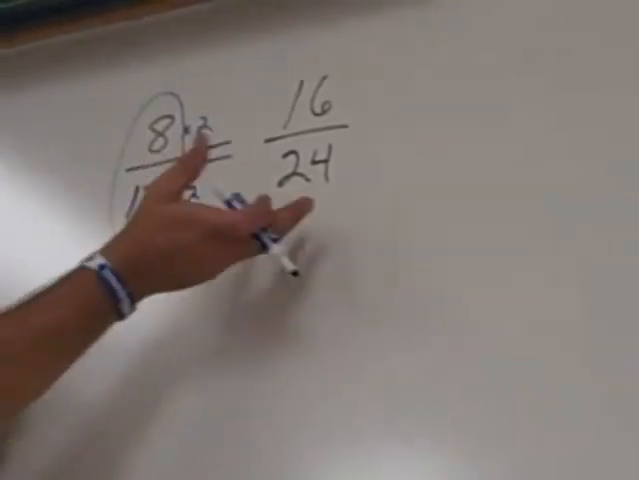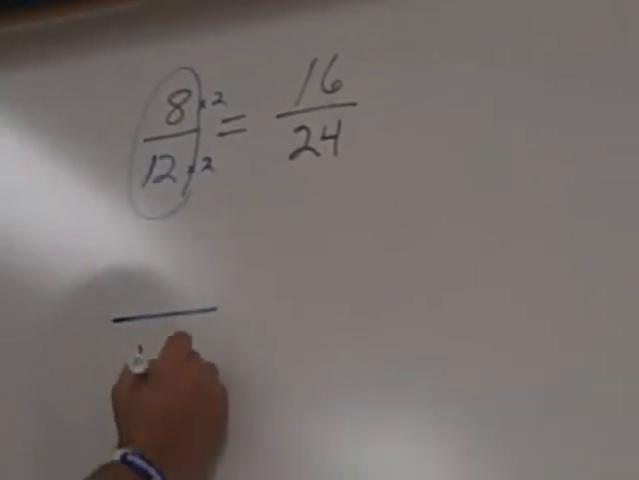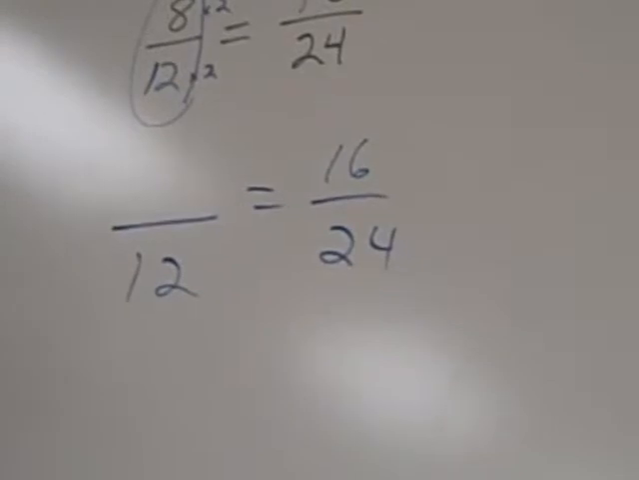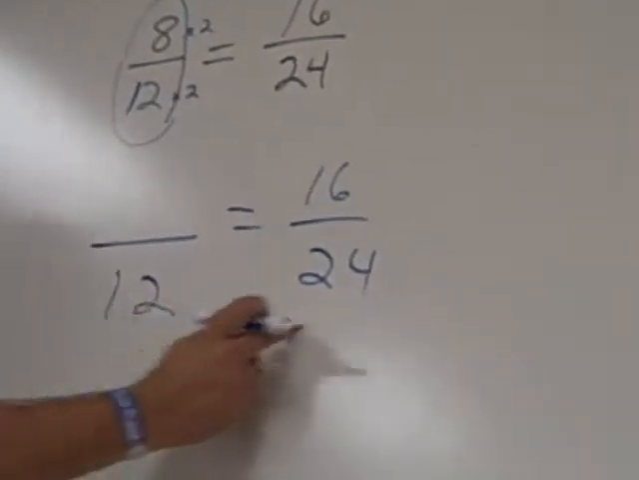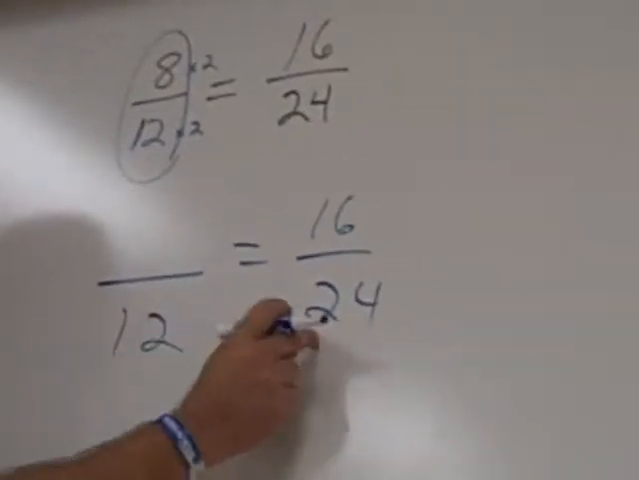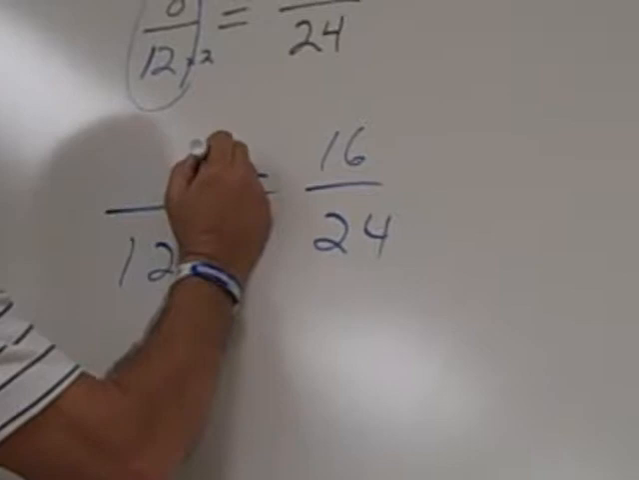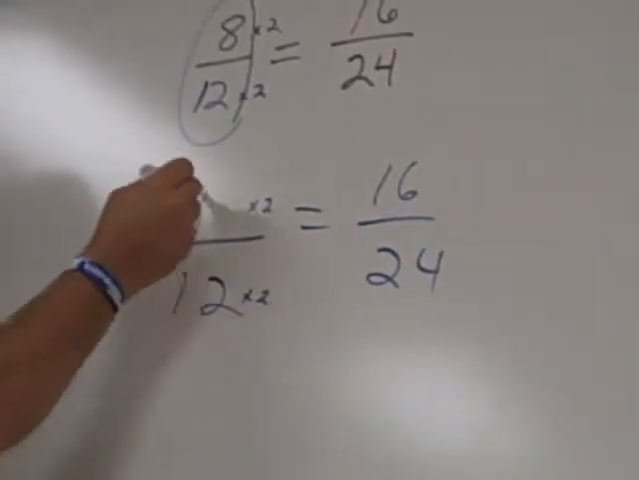So it doesn't matter where the blank is. What if the blank would have been on the top? Maybe I started off like this. Which level, top or bottom? Bottom, because they have numbers. How does 12 turn into 24? Times 2, so come up here to the top. Something times 2 gives me 16. 8.